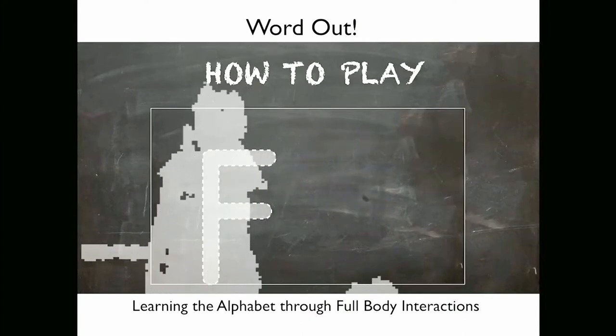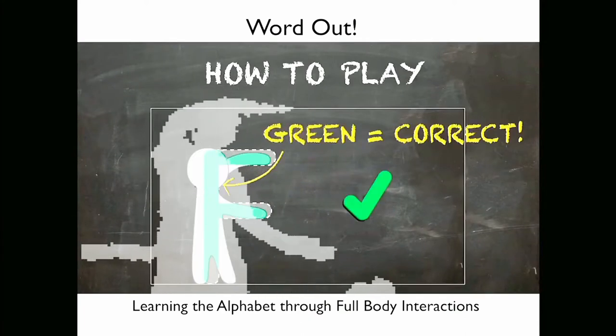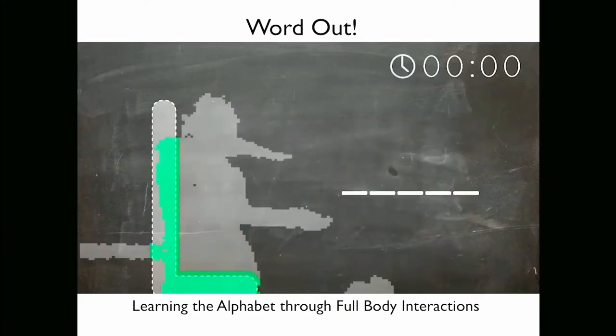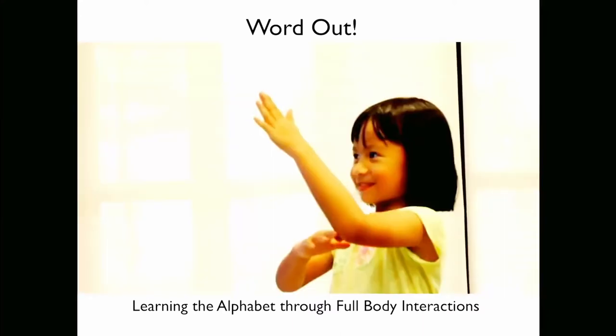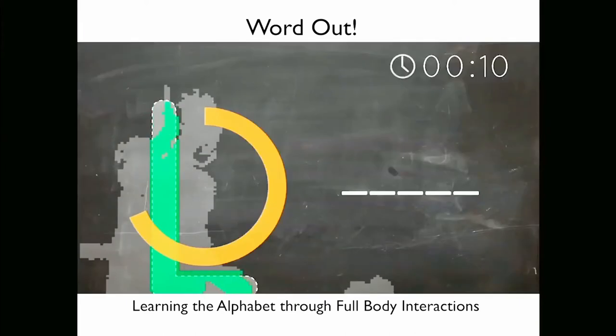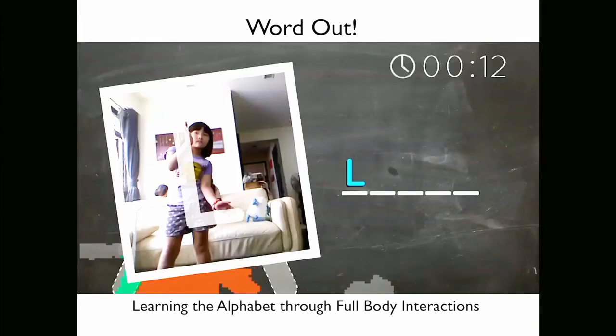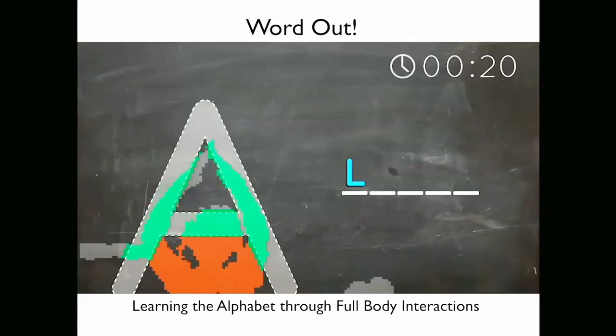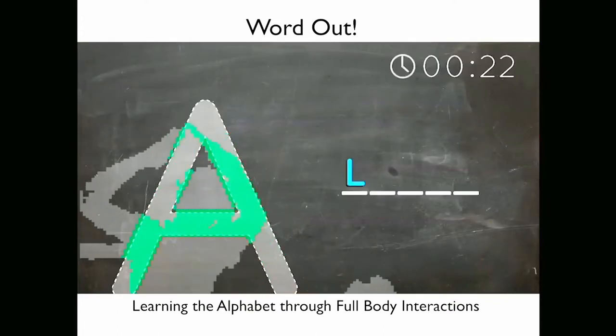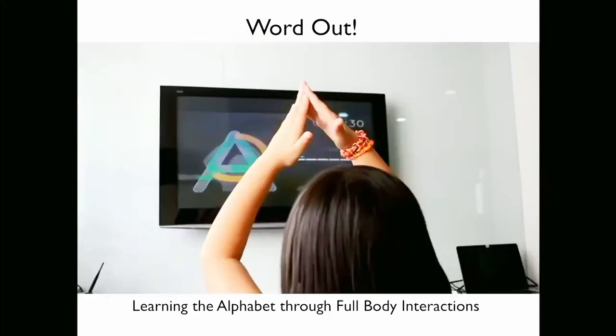If you fill the profile green, you get the point. And if you block it, then red. And there's also a timer, so you can see how fast they do it. And the kids were doing that, like, okay, so now we do L. And we take a snapshot anytime you get it recognized. So people are rewarded, they know they're getting the point.